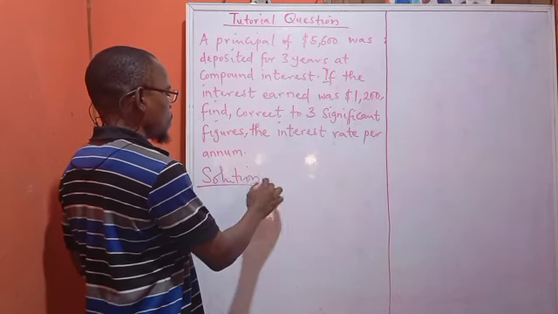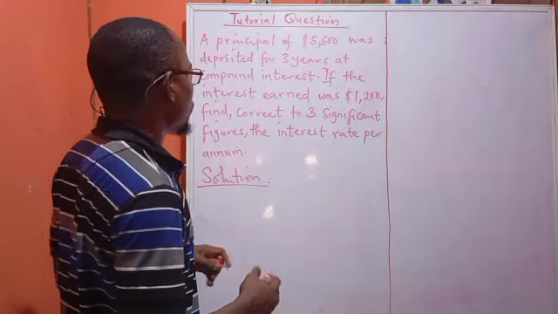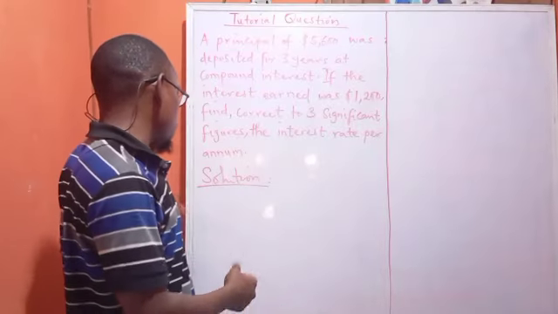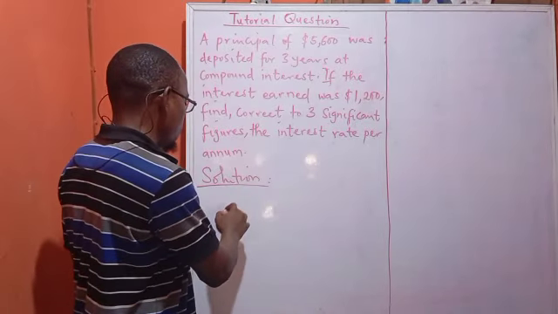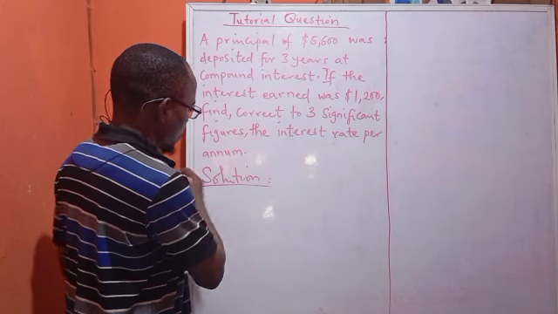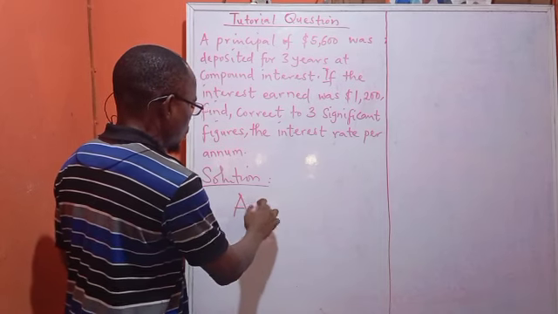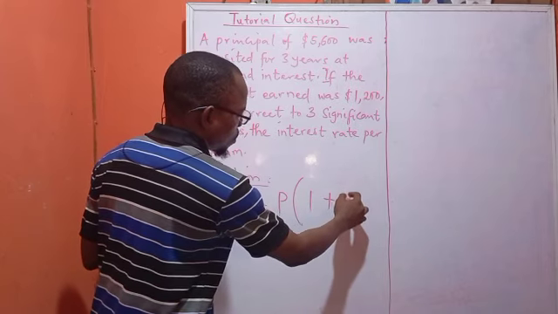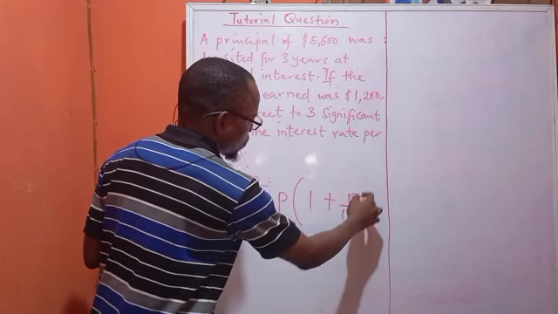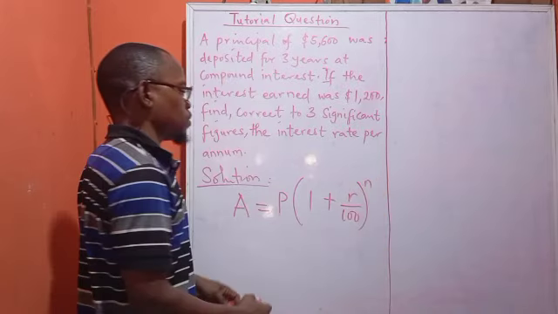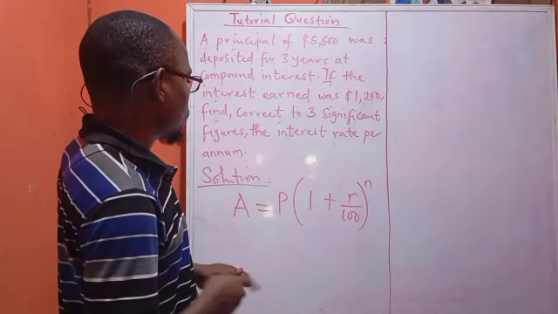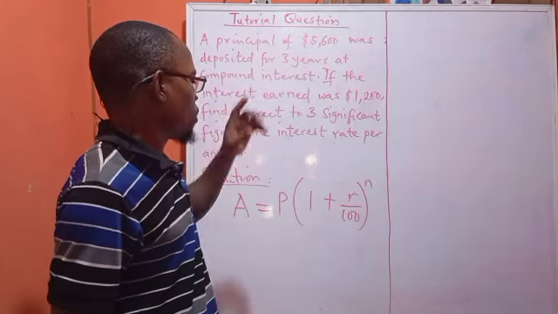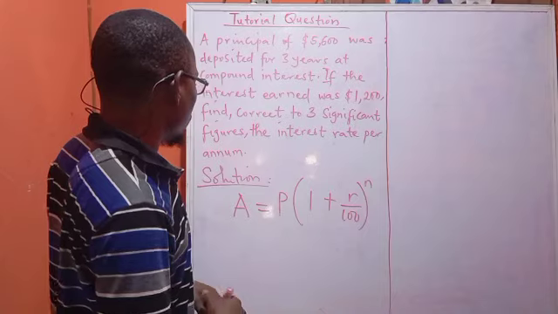So what do we have here? For us to be able to do this, we have to present ourselves with a formula which we can use. We have A equals P bracket 1 plus R over 100 raised to power n. This is the formula we are going to use to solve this question.